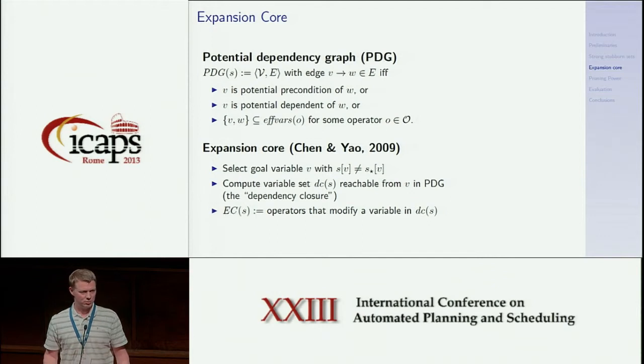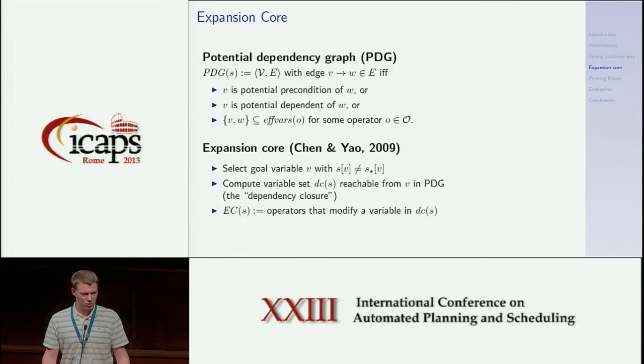Okay, now the expansion core method computes in every state a so-called potential dependency graph, which is a graph where the vertices consist of the variables, and we have an edge between two variables v and w if v is a potential precondition of w, or if v is a potential dependent of w, or there is an operator that writes both v and w. So in a way this can be considered as a state-dependent causal graph.